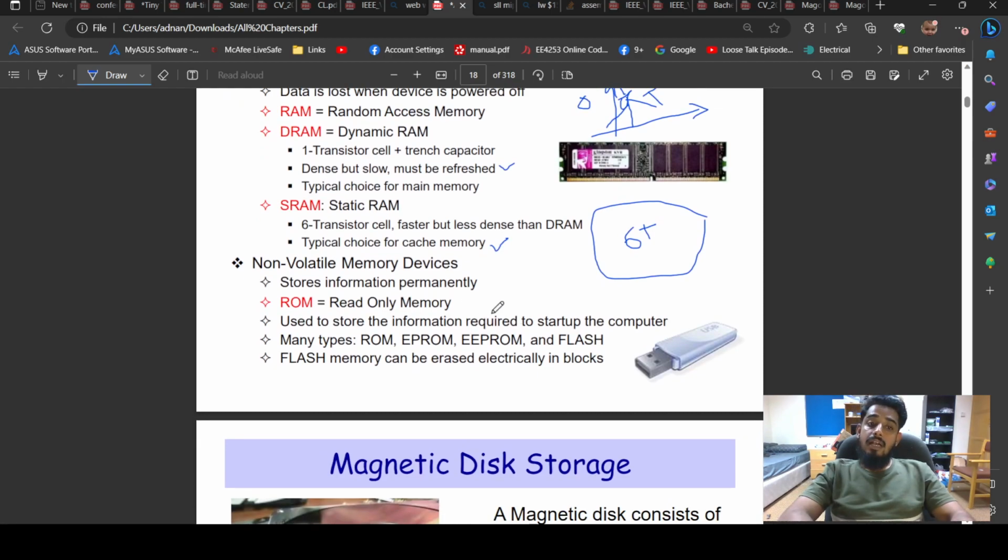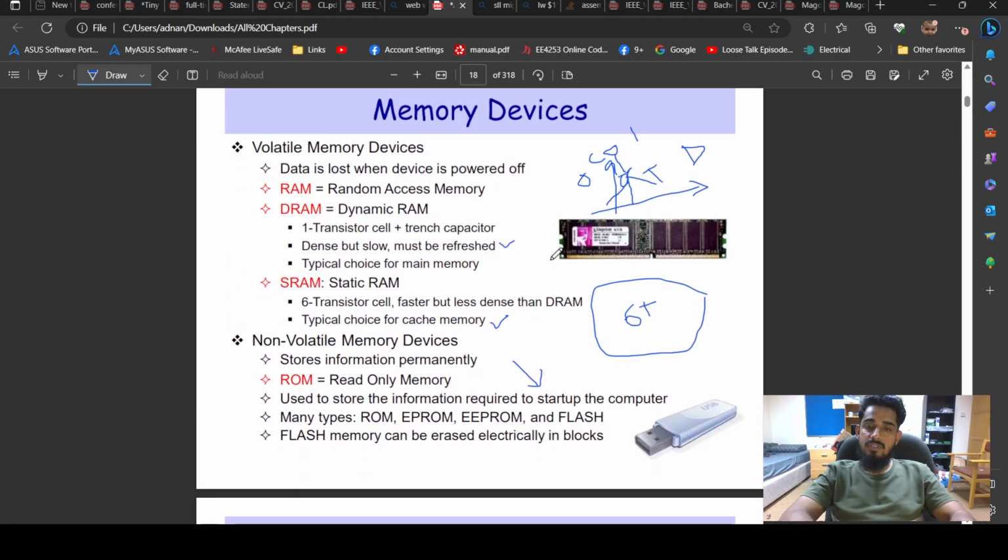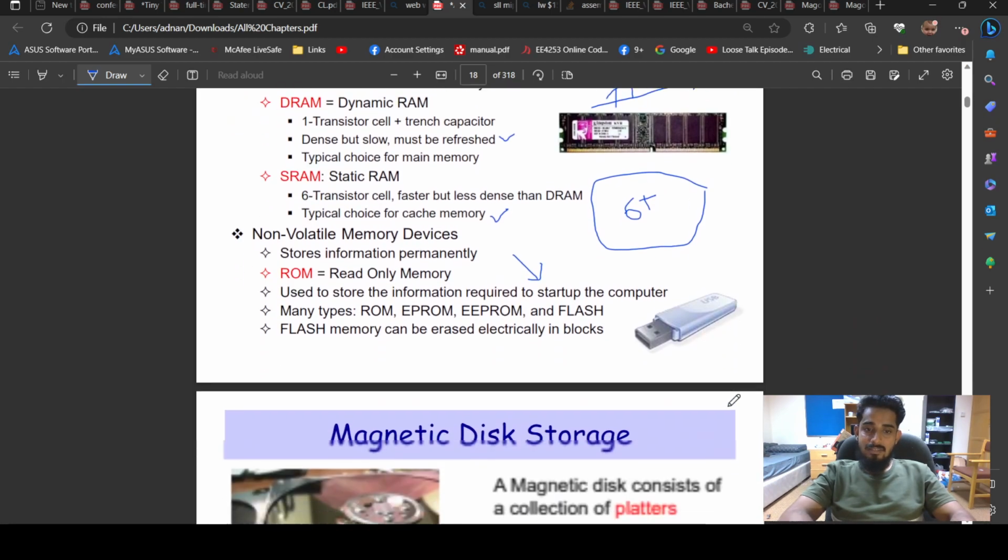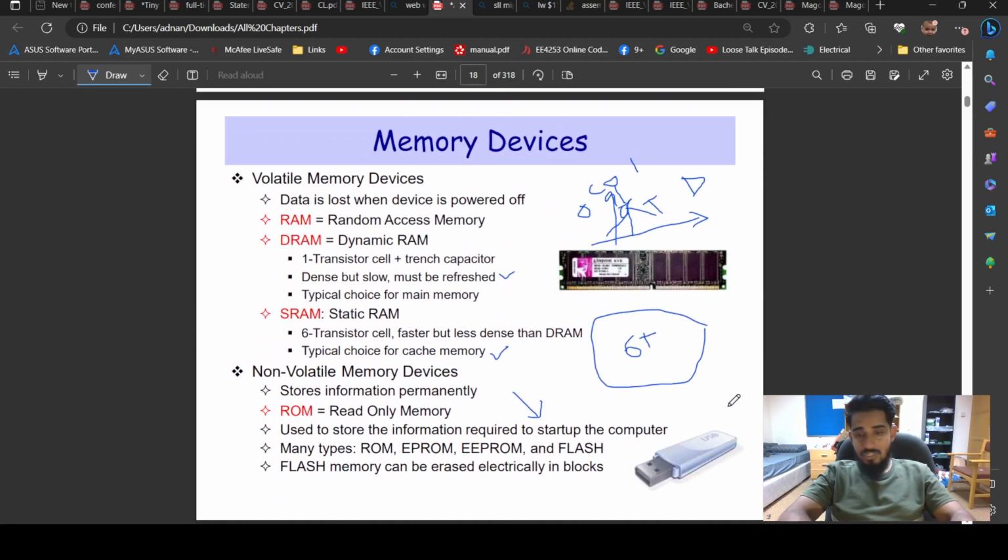Again, non-volatile memory actually stores information permanently. It's not going to vanish when you switch off your system. ROM is read-only memory. There's ROM and EPROM, erasable programmable ROM. These are all types of non-volatile memories. There could also be flash memory, which can be erased electrically in blocks. So these were the memory devices. And the magnetic disk, inshallah, we will see in the next lecture, because it's going to be dense.